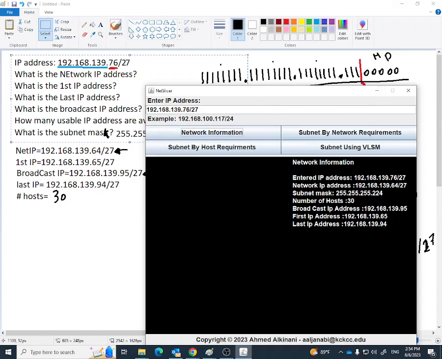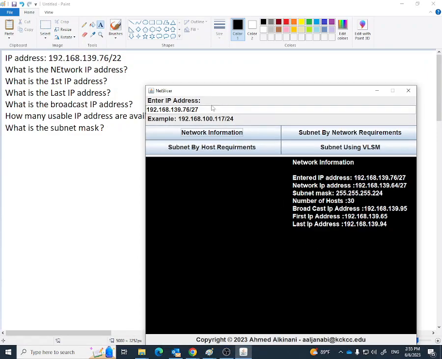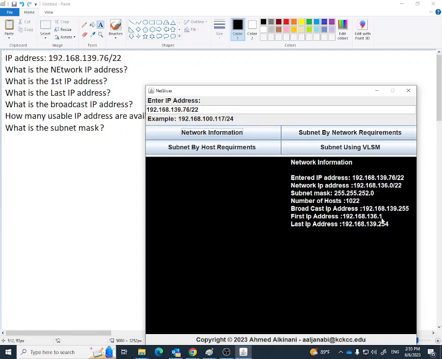So let's open a new window, and I'll get back to this one. Now the IP address that I'm going to be using here is very similar to the one that I used before with a prefix of 22. So if I put 22 here and click here, it will show me the results, and here they are.